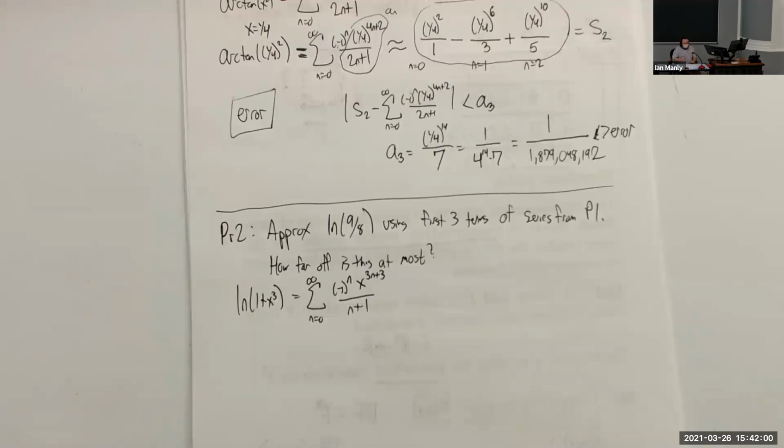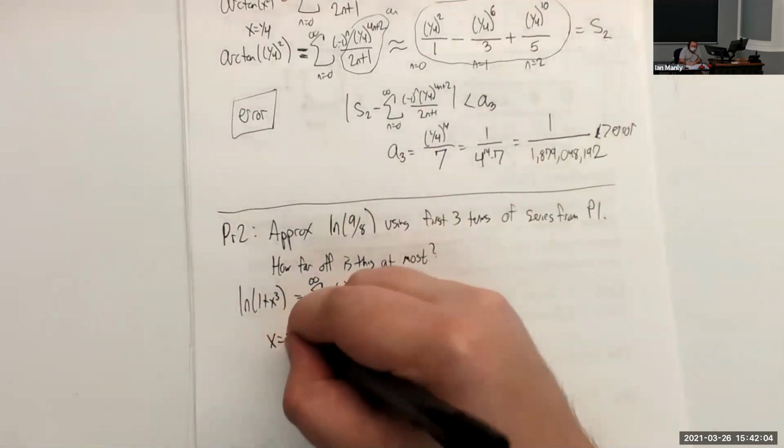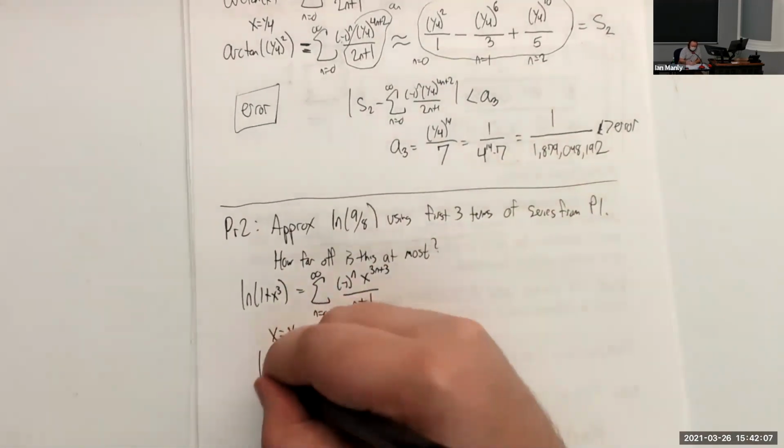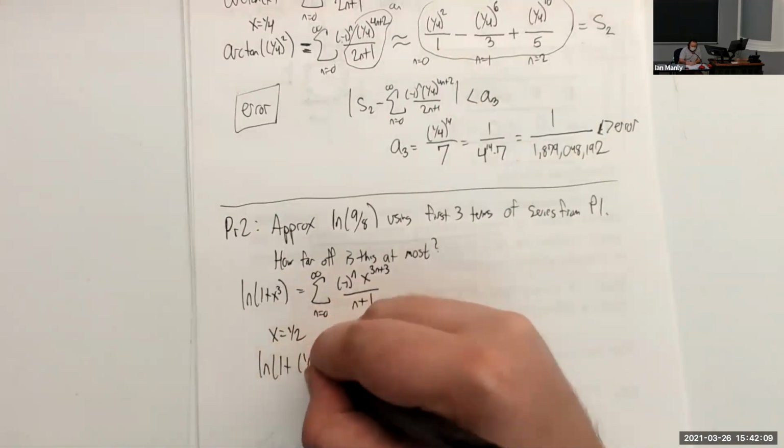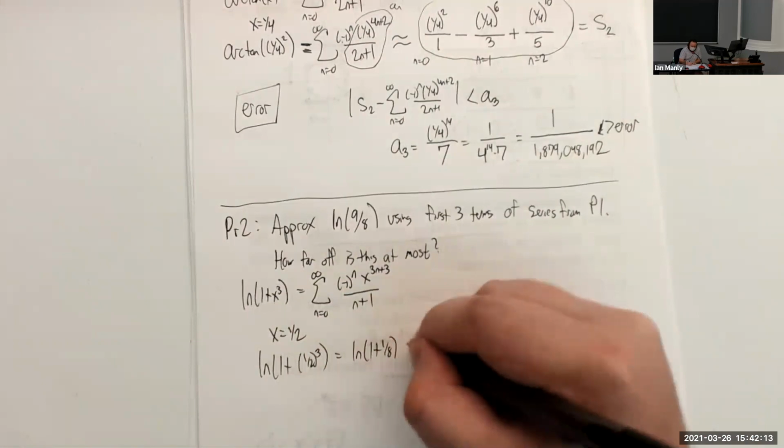All right, let's take a look at this. So based on what I just said, x is going to equal 1/2, because we have ln of 1 plus 1/2 cubed, which is ln of 1 plus 1/8, which is ln of 9/8.